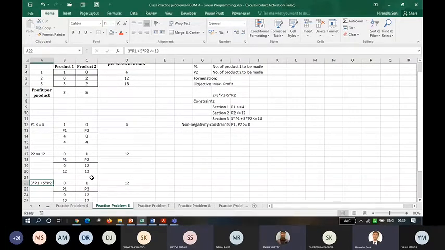Sir, but my question, the doubt was 0 and 2. Sorry. In the question for product 1 and 2, for the second section it was 0 and 2. So would the equation be 2P2 is less than or equal to 12 or just P2?